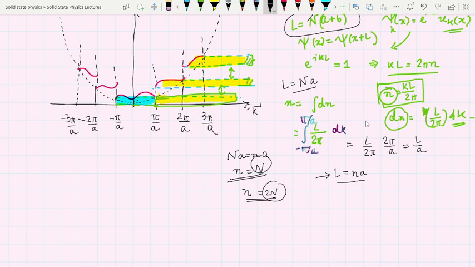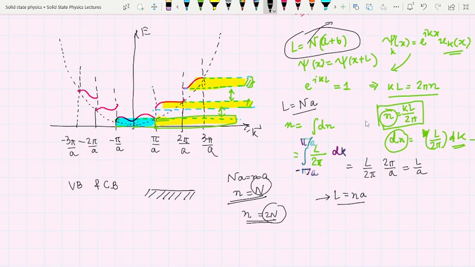The two bands of importance in semiconductor terminology are the valence band and the conduction band. What does it signify? Let us discuss. The lowest completely filled band is called the valence band. You can get many bands like this. Suppose this band is the lowest band which is completely filled. We can term it as the valence band.